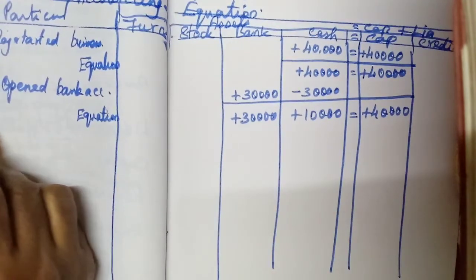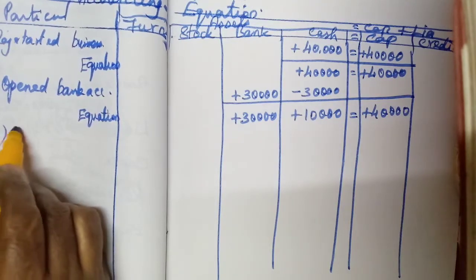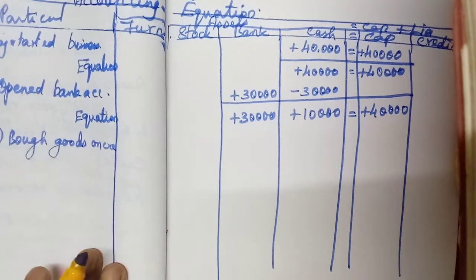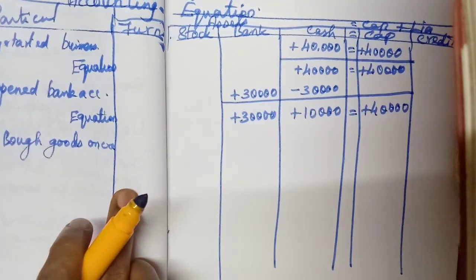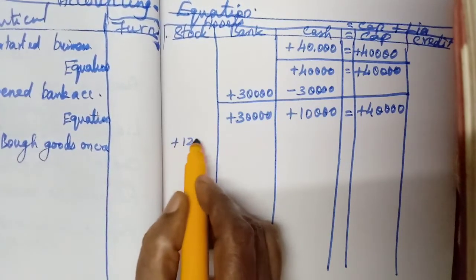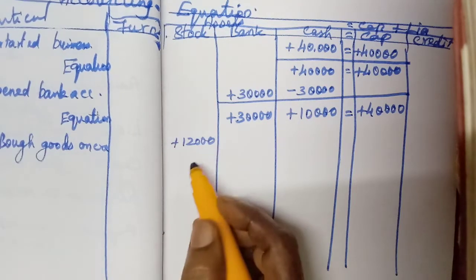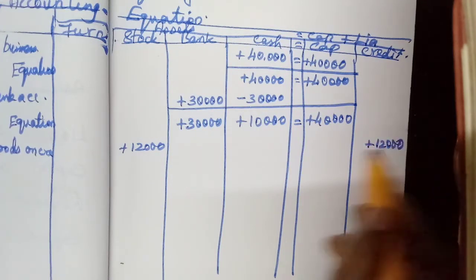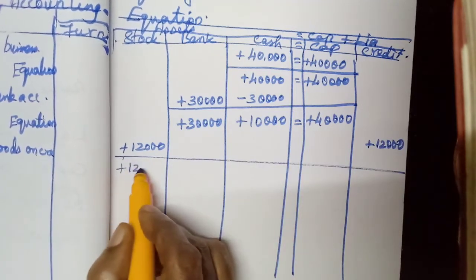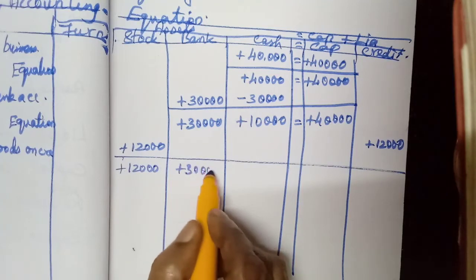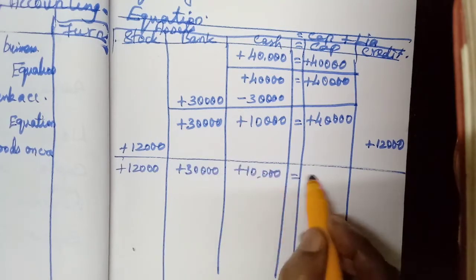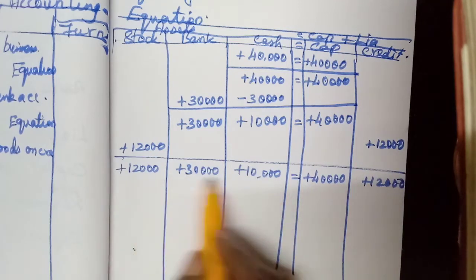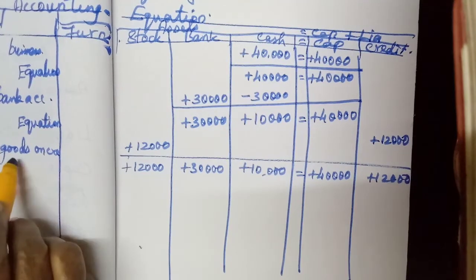Now the third one. Bought goods from Hari. Bought goods on credit, you can write. So here it will increase the stock. Okay, plus 12,000. And on credit we are purchasing, so it will increase the creditors. Plus 12,000. Now you draw the line and write everything. Plus 12,000 plus 30,000 plus 10,000 equal to plus 40,000 plus 12,000. Now you add, here 52, here 30, 40, 52. Okay, this one will be the equation.